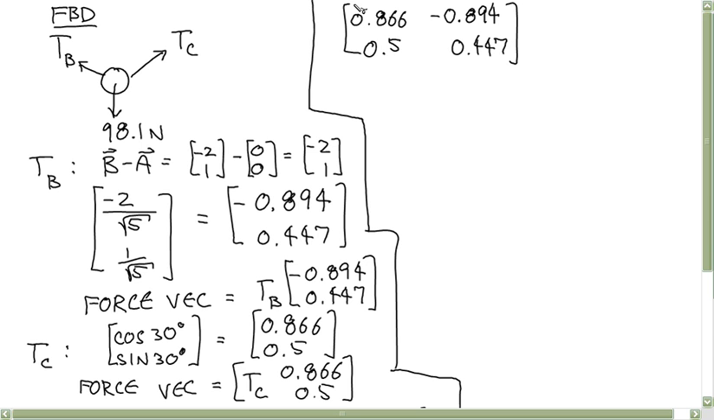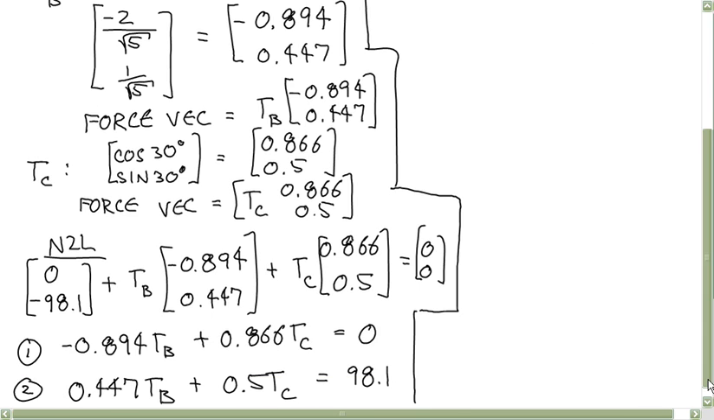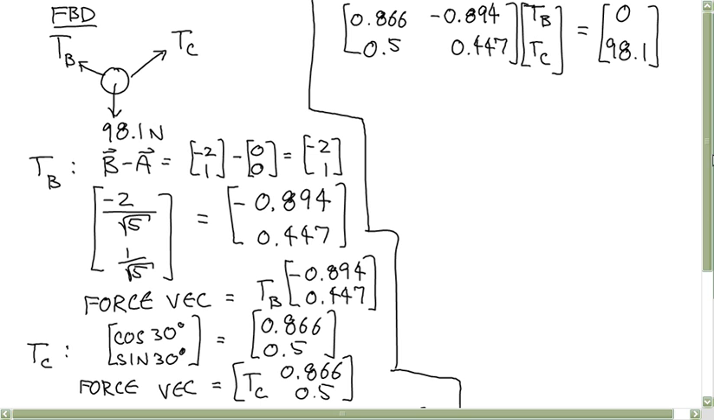So you have that matrix times this vector of variables, TB, TC, is equal to the vector 0, 98.1. You know how to multiply vectors to matrices like that? Anybody not had that in a class before? Okay. Well, if you multiply this out, you see that you get exactly those two equations. Okay? And so now how would you solve this? What we want to do is get that vector TB, TC alone.